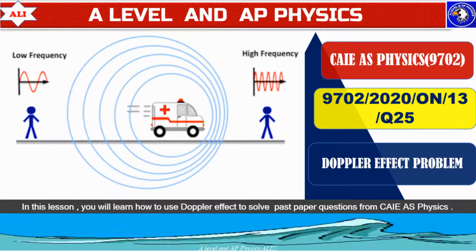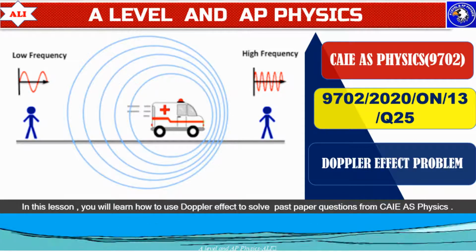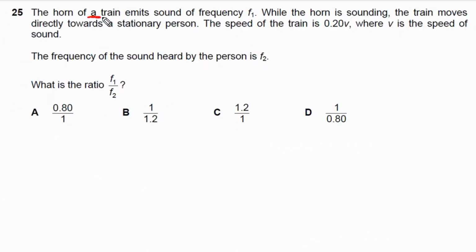In today's class, we will discuss how to use the Doppler effect to answer past paper questions from CAIE AS Physics. For this question, it is given to us that a train emits sound of frequency f1 and the train is approaching a stationary person, meaning the person is at rest. Approaching is a very important point. In this case, the source is approaching the listener.